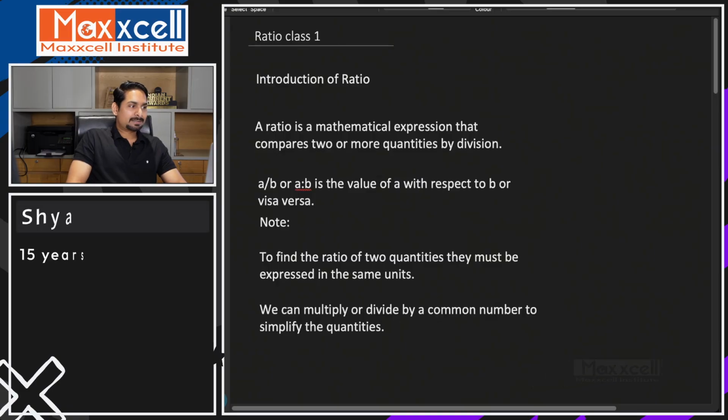So ratio proportion, partnership, mixture allegation, speed time distance, and work and time. This is entirely a bunch. So if you understand this concept well, you will be able to understand the other chapters which are dependent on ratio proportion also in better way. So let's get started. What is ratio?